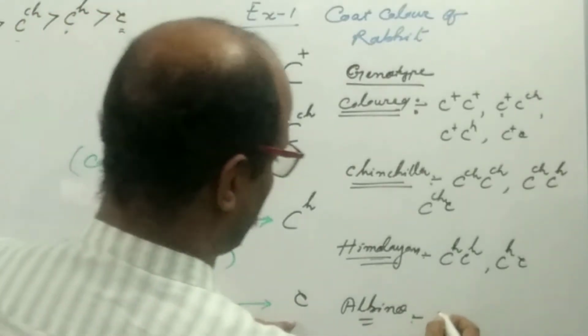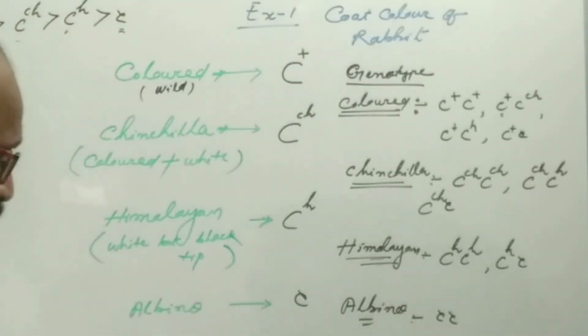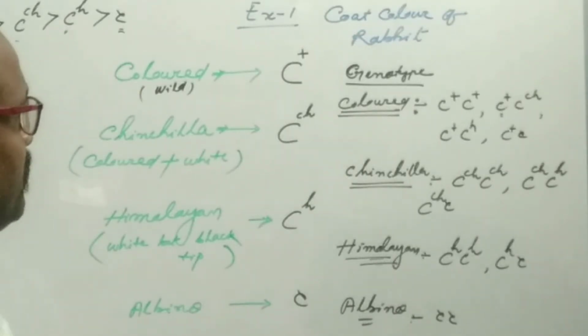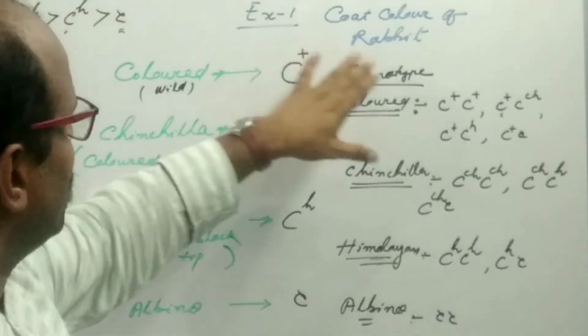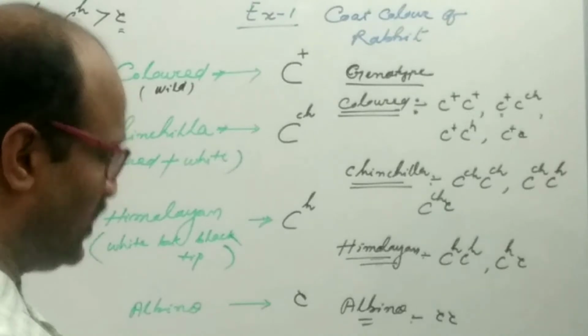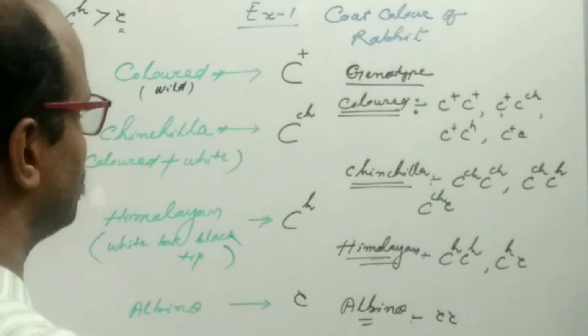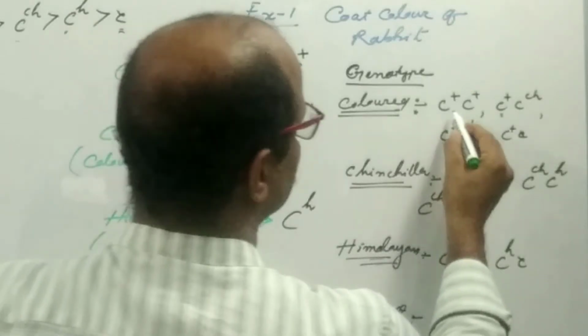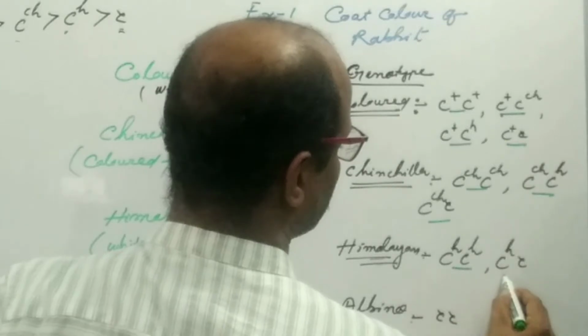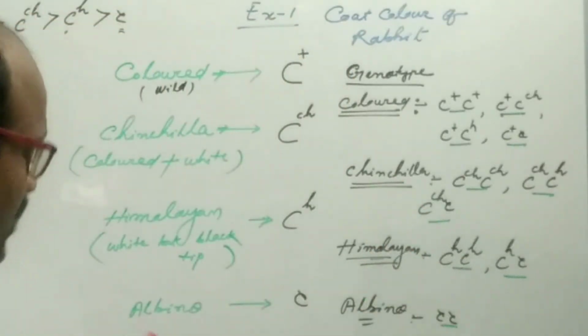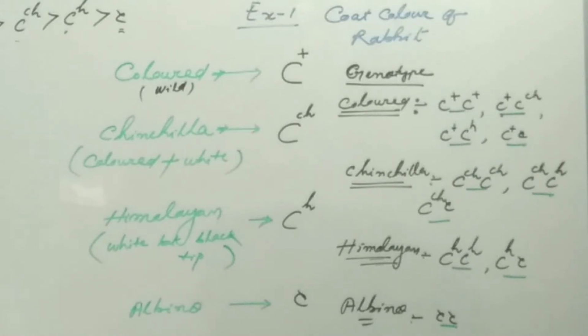So what will be the genetic makeup? Small c, small c. So now this is the genotype of the coat color of rabbit. How many genotypes are possible here? So total number, 1, 2, 3, 4, 5, 6, 7, 8, 9, 10. So 10 types of genotypes may be present in coat color of rabbit. This is a very important example.